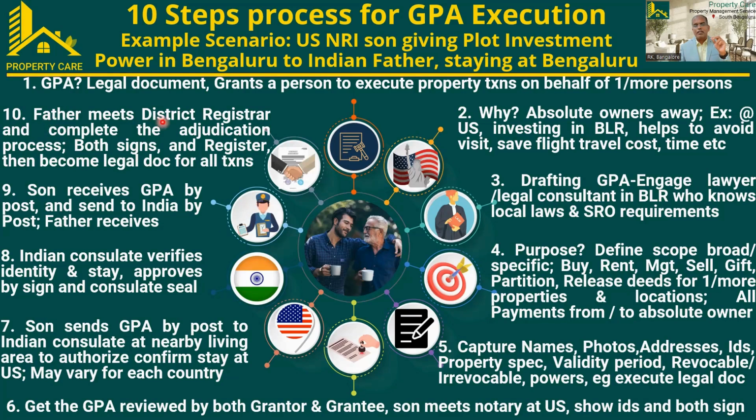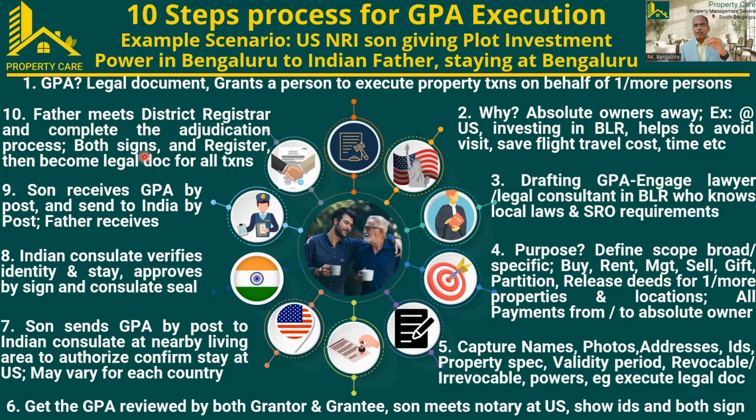The father meets the district registrar and completes the adjudication process, which means both the father and the district registrar sign. Both verify the identity: yes, this is the person receiving the power from his son in the US, and the district registrar verifies and approves it. Then only the local sub-register office in Bangalore applies. Here there is a jurisdiction called Jayanagar jurisdiction, with some 4 or 5 sub-register offices. Under that, this becomes valid.